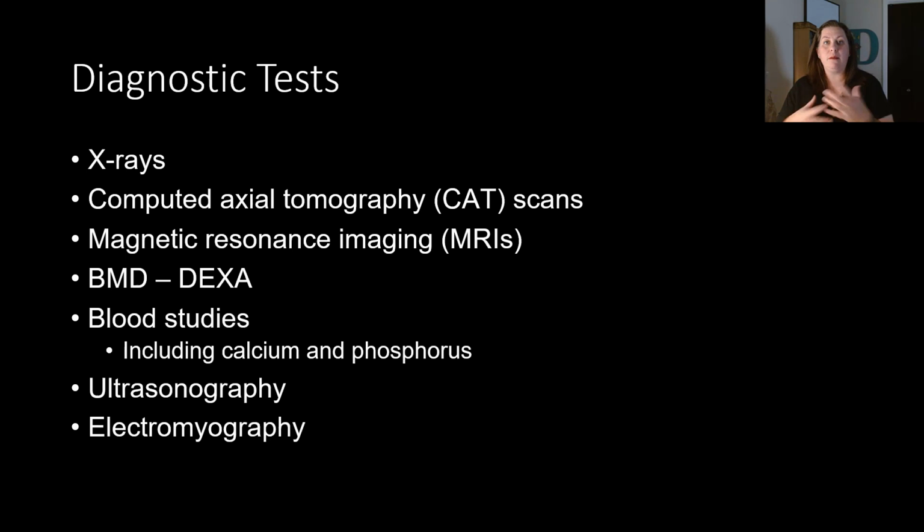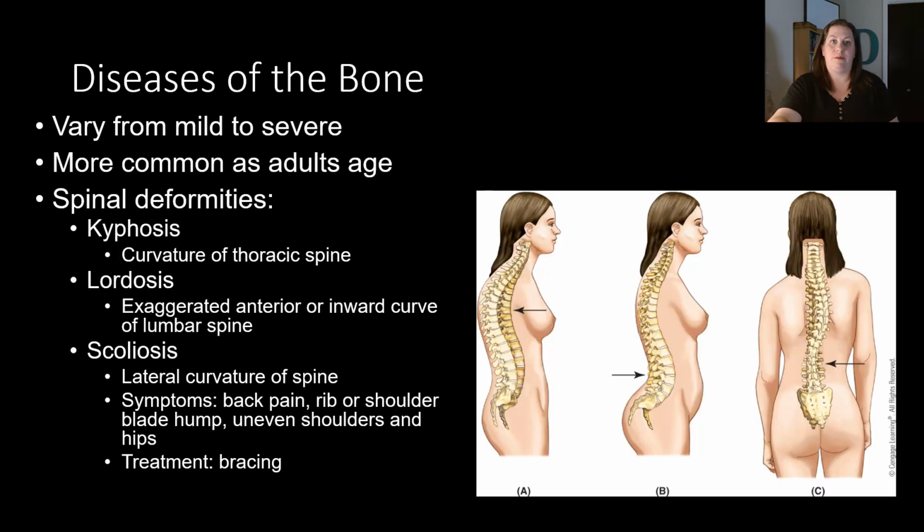All right, so we're going to break these down and look at diseases of the bone first. Diseases of the bone vary from very mild, where you may not even notice that there's a potential issue, to very severe. And these are going to be more common as adults age. A lot of these are going to be age related. A lot of times it's wear and tear that happens on our joints and on our bones that causes a lot of this issue.